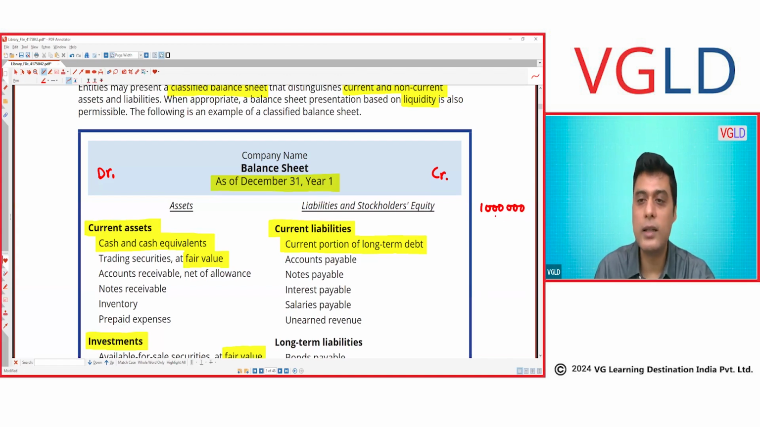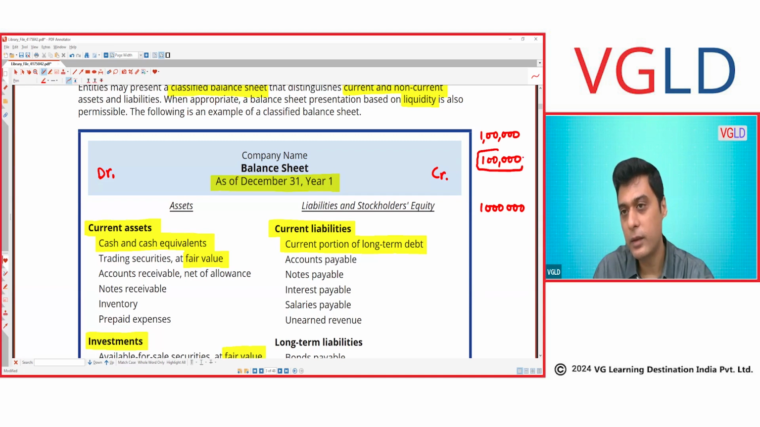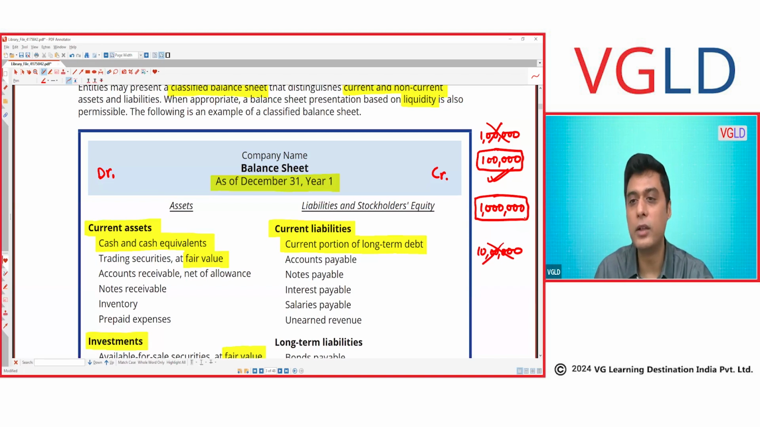Also, guys, we are not going to use the lakh format. In the US, it is $100,000. There is no lakh. It is 100,000. Similarly, this is not 10 lakhs. This is $1 million. So you have to get used to this pattern also.